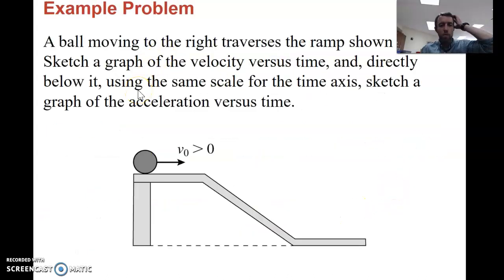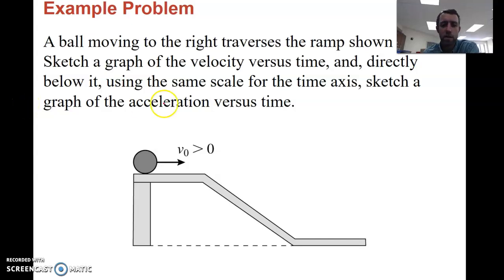If we have a ball rolling, it's moving at some non-zero velocity when it gets to the ramp. So what happens to the velocity as it's going down the ramp? Think about that for a second. Of course, the answer is it's going to speed up, right? We know this. And so what would this graph of velocity look like?